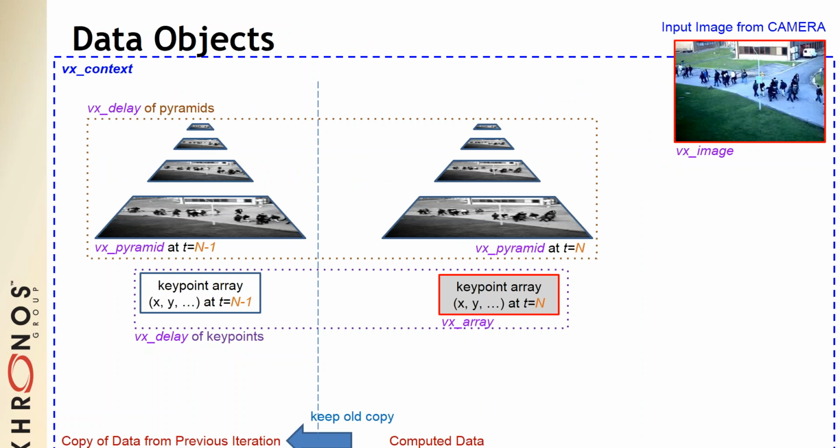Now, here is a snapshot of the data objects that we need in the feature tracking example. You have a delay object of key points and a delay object of pyramids, and both of them have 2 slots in them. You create a pyramid exemplar and a key point exemplar, and using those exemplars you create the delay objects.